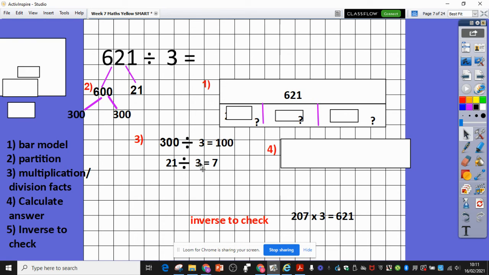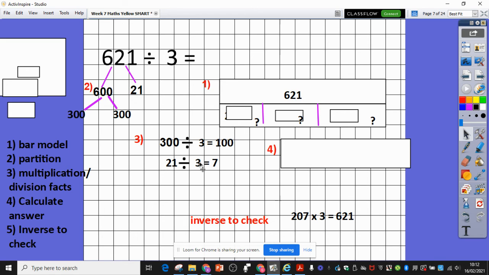Then I know, using my factor knowledge, that 3 multiplied by something equals 21. So I have to check my 3 times table to find out what I'm timesing 3 by to get to 21. And we know that it is 7. So 3 times 7 equals 21.